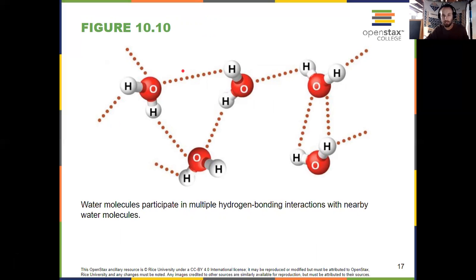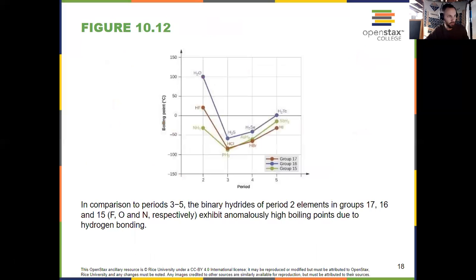So if you see some exceptions in boiling points, like here on the graph, previously we said as these things get larger, they get higher boiling points, which is true, but nitrogen, fluorine, and oxygen are the smallest in those groups. They still have the highest boiling points because these guys have hydrogen bonding, which is the strongest IMF. These do not.